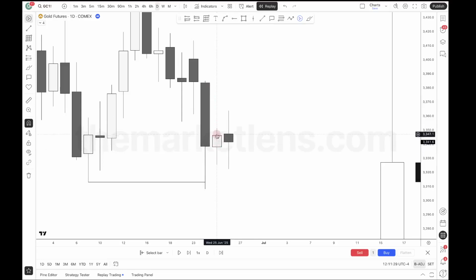Because look right here, again, what is this? Consolidation candle, very small range candle. This is not a reversal signature, right? I want to see expansion away from this.